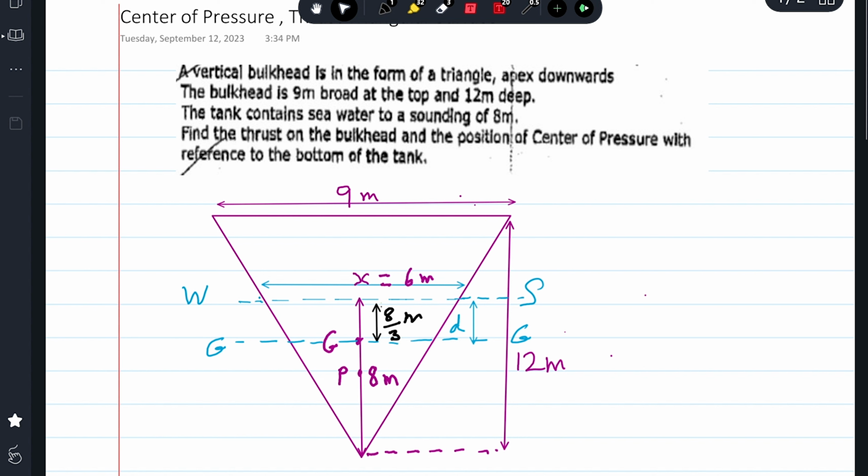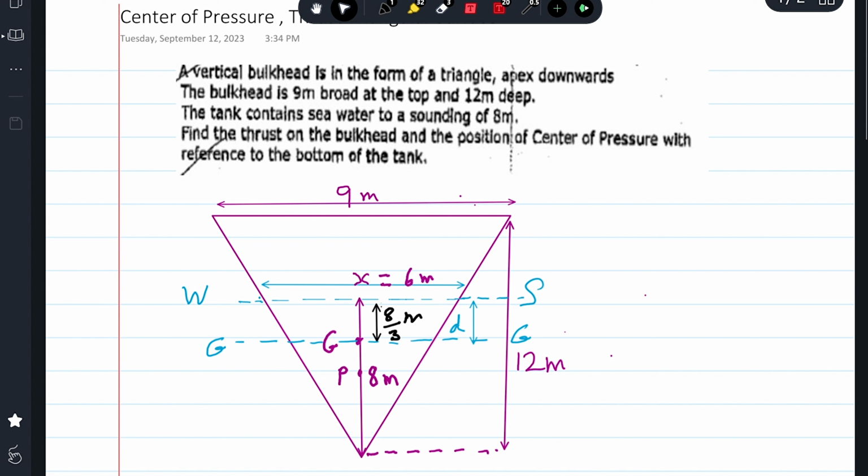So be very careful, because when we are taking the centroid and the moment of inertia about the water surface, we can see that the tank is not full, it is partly full, because the height of the bulkhead is 12 meters and the sounding is only 8 meters. Find the thrust on the bulkhead and the position of center of pressure with reference to the bottom of the tank.